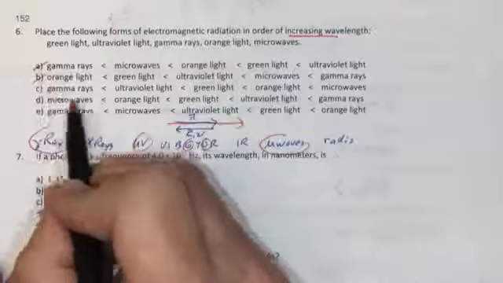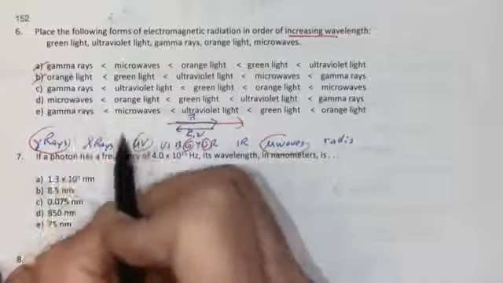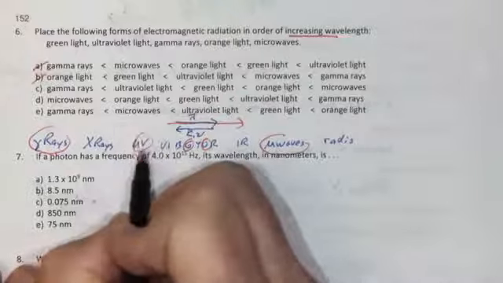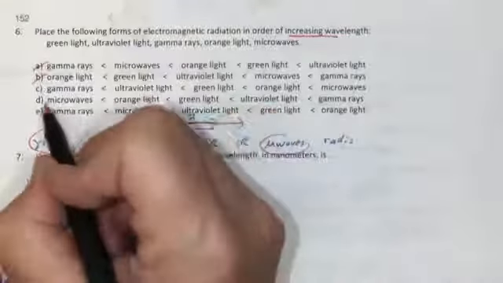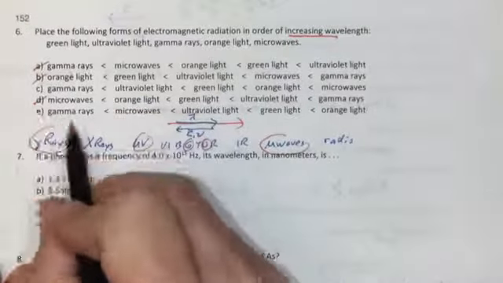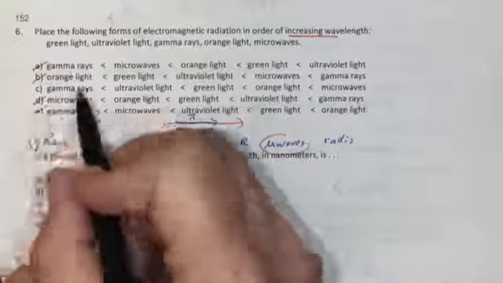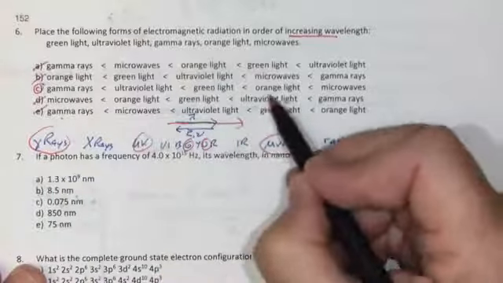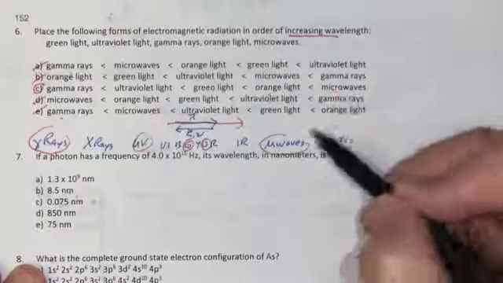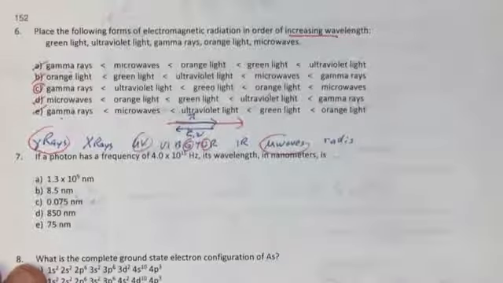Can't be B because gamma rays has to be first. Gamma rays and then, I'm sorry, not X-rays, gamma rays and then ultraviolet. So C has gamma rays and then ultraviolet. D starts with microwave. Here, gamma rays and then microwaves. It's not this, so it's got to be C. Gamma rays, ultraviolet, green, orange, and then microwaves. So we got that in order.